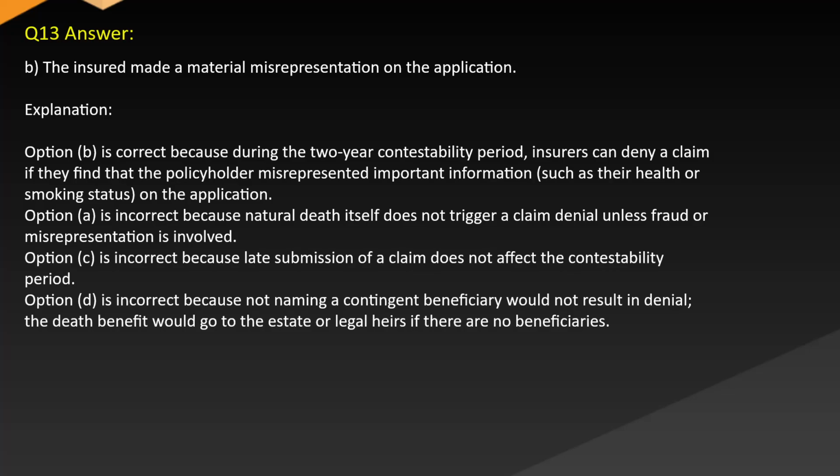Option A is incorrect because natural death itself does not trigger a claim denial unless fraud or misrepresentation is involved. Option C is incorrect because late submission of a claim does not affect the contestability period. Option D is incorrect because not naming a contingent beneficiary would not result in denial, and the death benefit would go to the estate or legal heirs if there are no beneficiaries.